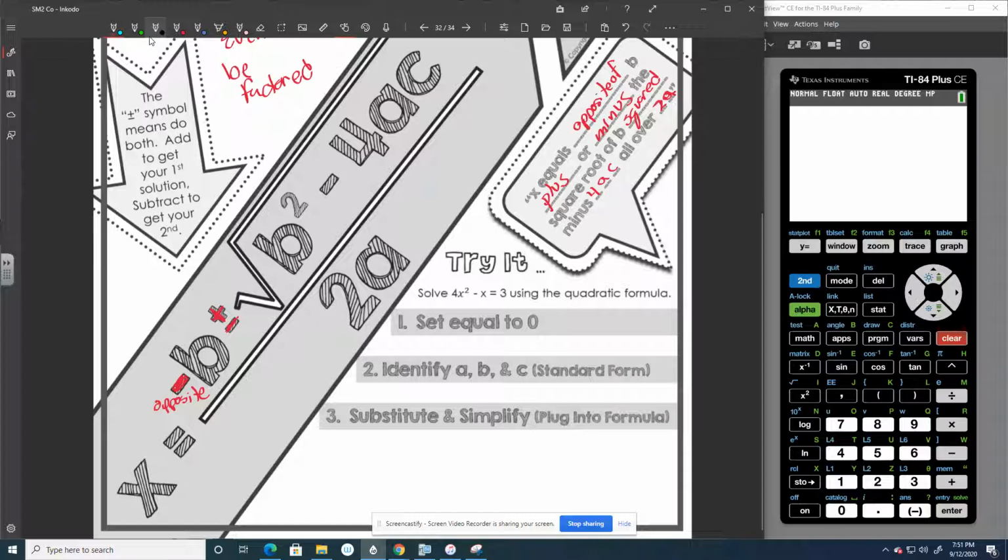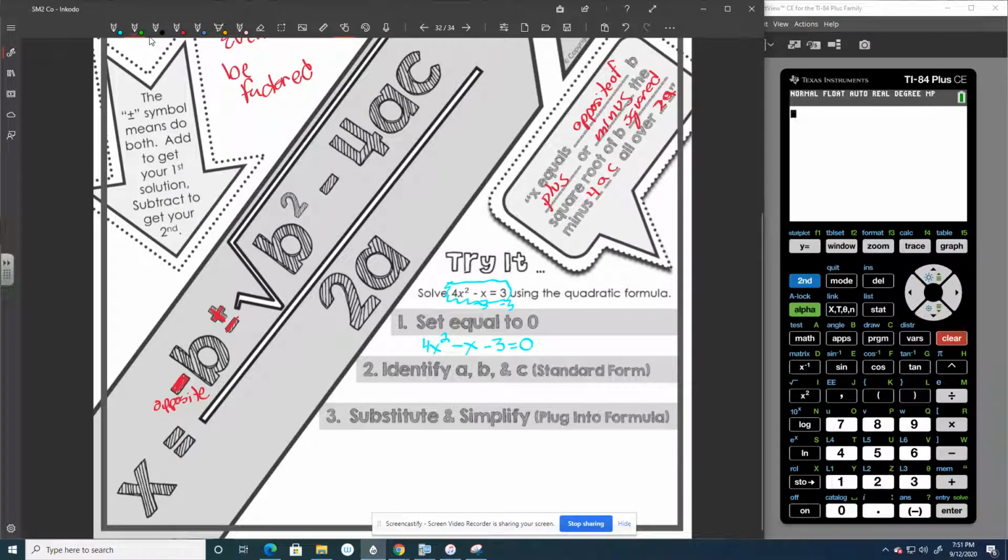So step 1 is to set this equation equal to 0. The way that I do that, 4x squared minus x, this 3 I'm going to subtract from both sides. So I get minus 3 equals 0. Okay, that's step 1. 4x squared minus x minus 3 equals 0.